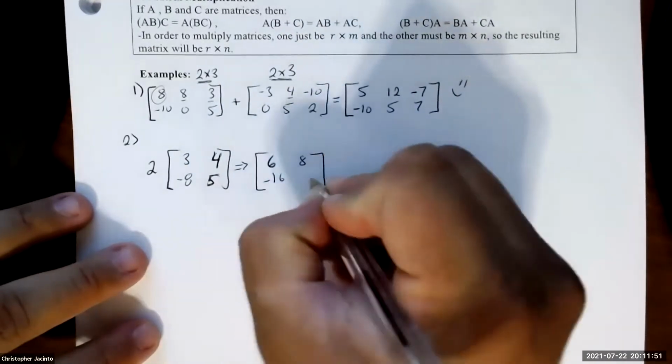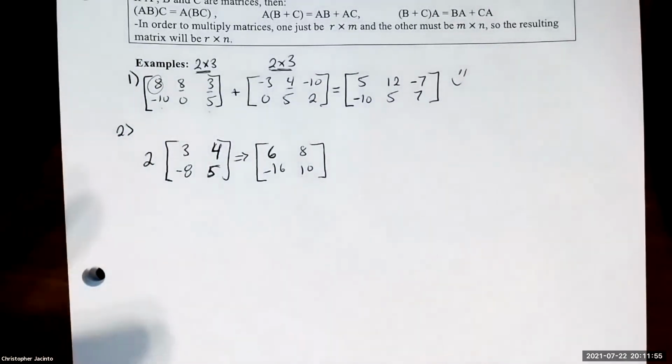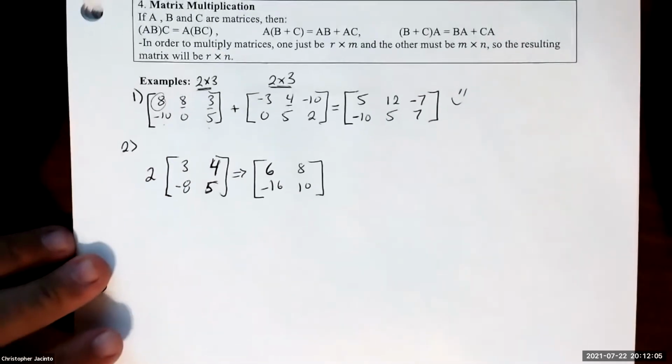Negative 16 and 10. That's it. That's what scalar multiplication means. So you just multiply the number on the outside and distribute it inside the matrix. That is all. Okay. So now, the one we're going to care about the most and the most difficult one is going to be number 4.